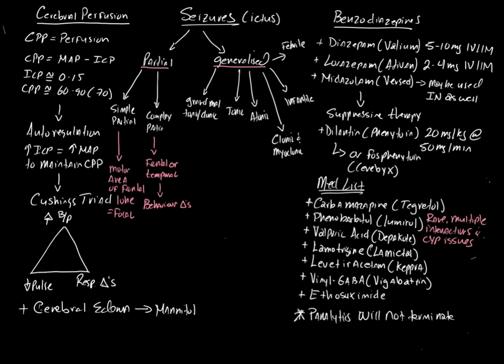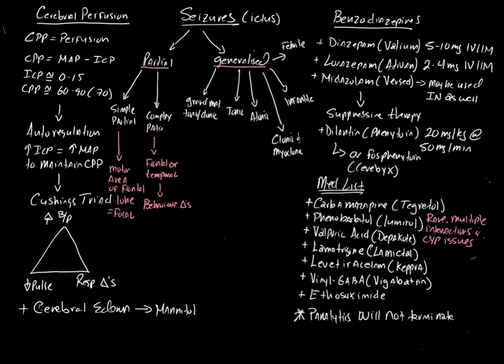So the most common herniation syndrome that we run into is the upper part of the brain herniating over that tentorial shelf, into the, what lobe do we have here? The temporal lobe, and putting pressure in that area. That's what we call supratentorial herniation. That is the most common.